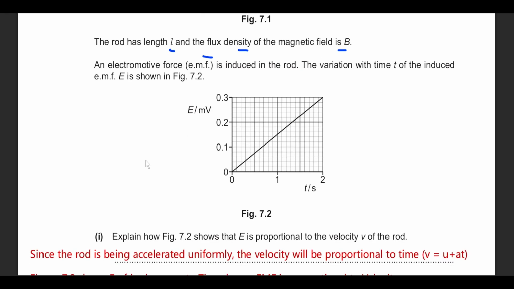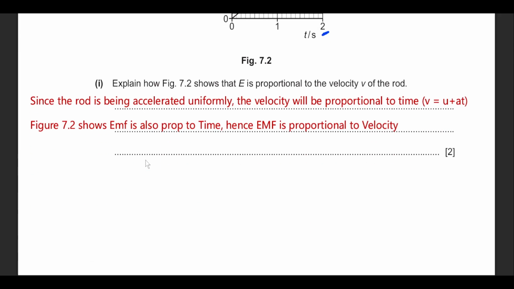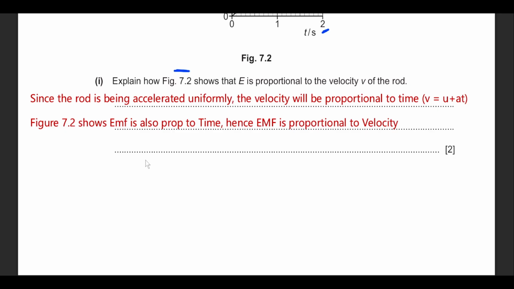EMF is induced in the rod. That's definitely going to happen. And with time t, the induced EMF is E. So for 2 seconds, if you keep it moving, it will generate an EMF. He says explain, using figure 7.2, that E is proportional to the velocity. There are 2 stages to this question.